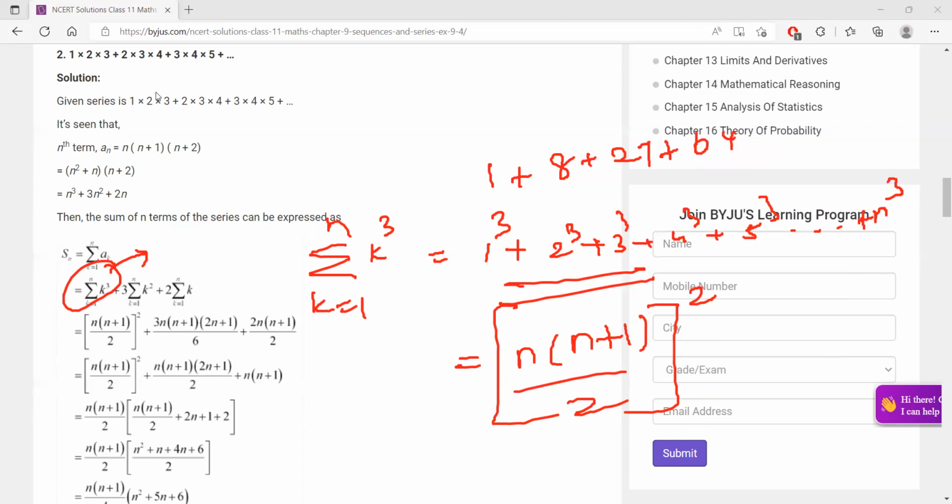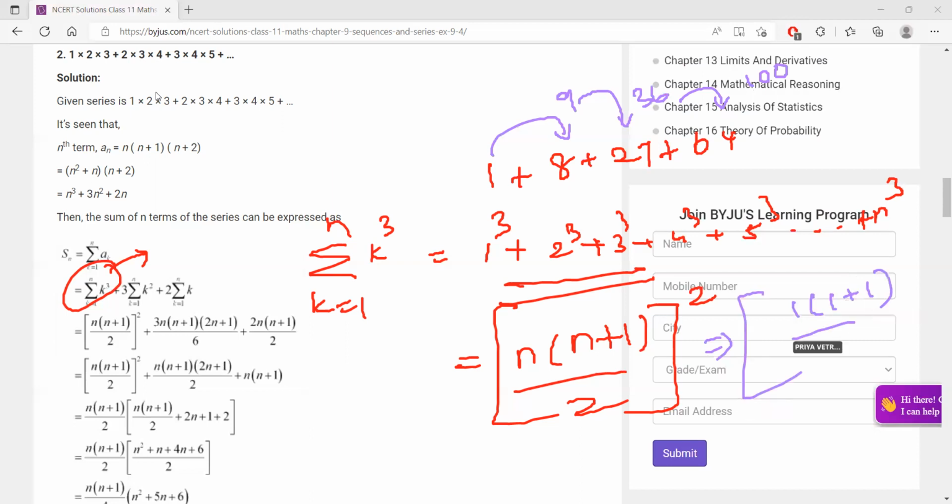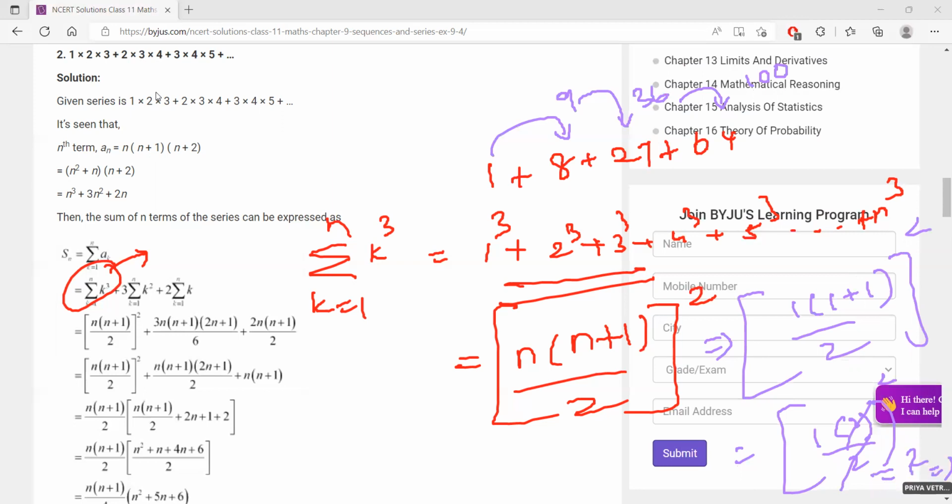So what happens when you sum? 1 plus 8 will be 9, and 9 and 27 will be 36. When you add this and this, you have 100. So it goes like this. So let's see, when you substitute 1, what happens to this? You will have 1 into 1 plus 1 by 2 the whole square, which is 1 into 2 upon 2 the whole square. 2 gets cancelled, you will have 1 square, which is 1. So you got the first term.